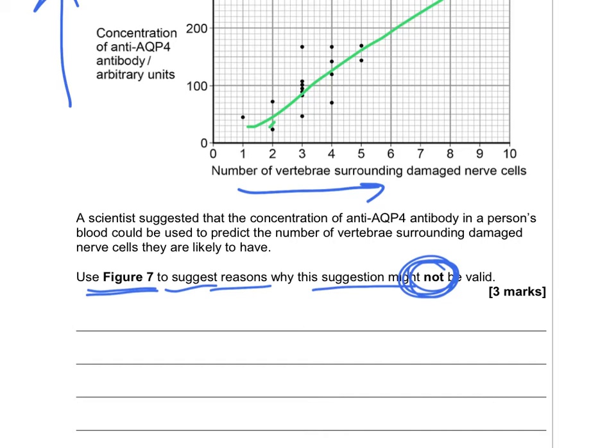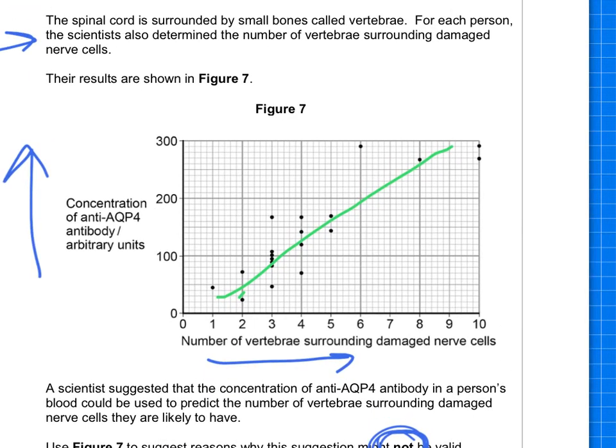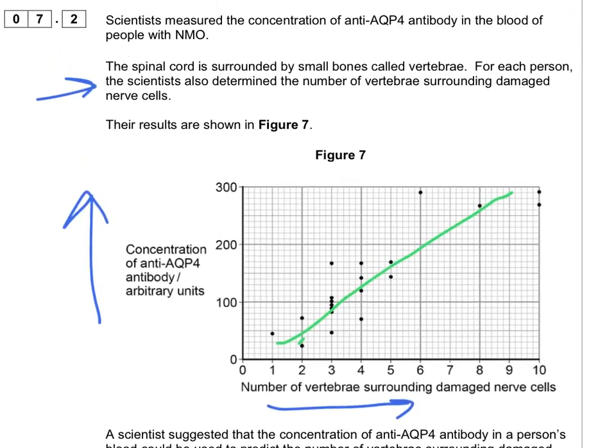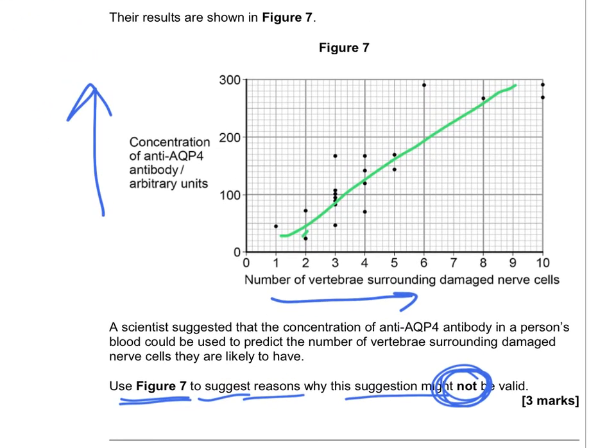Right, so this is about scientific methodology. The first thing to note is they say, for each person, the scientists determine the number of vertebrae surrounding the damaged nerve cells. Now, they don't tell you the number of people, but if I count the number of dots, okay, I can count those dots, all those dots, I'm going to get the figure of 20. Now, 20 people in a study is not a lot, so it's only 20 in the study, or it's a small sample. It's also only one study as well, so it's not multiple studies, so that's something to think about.